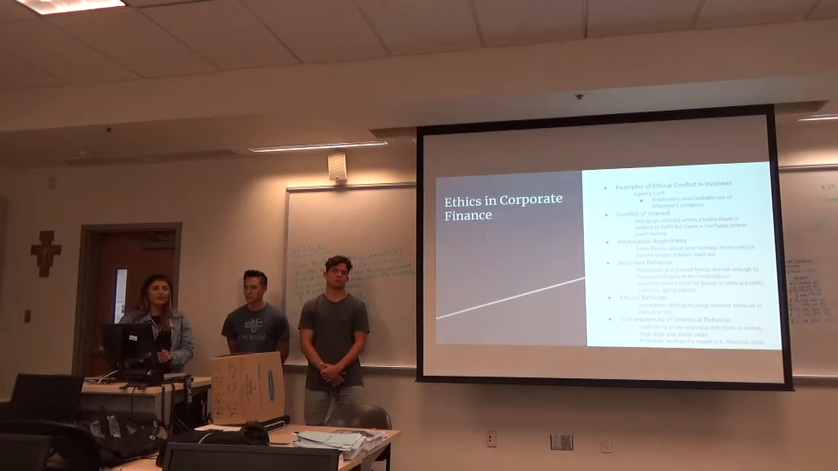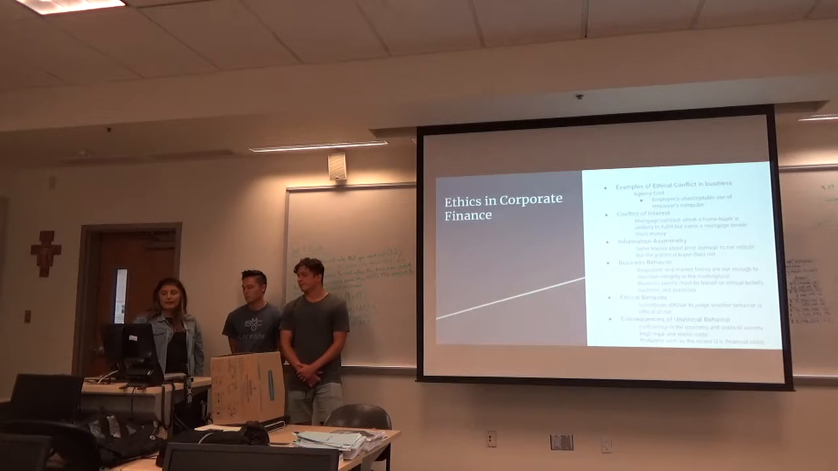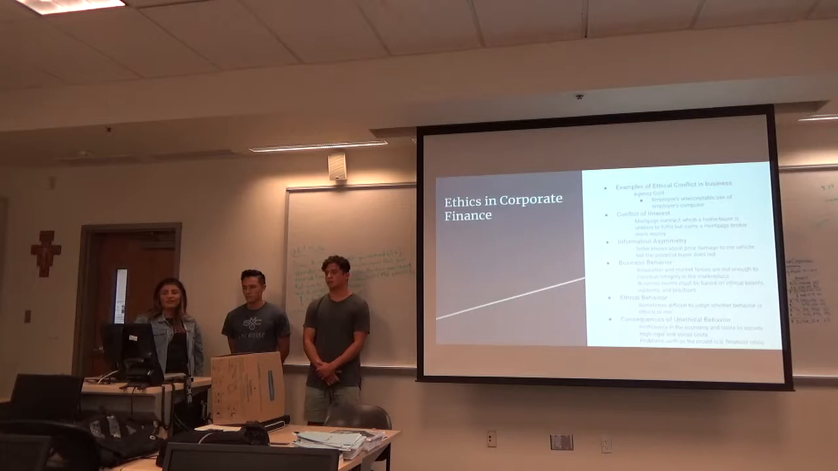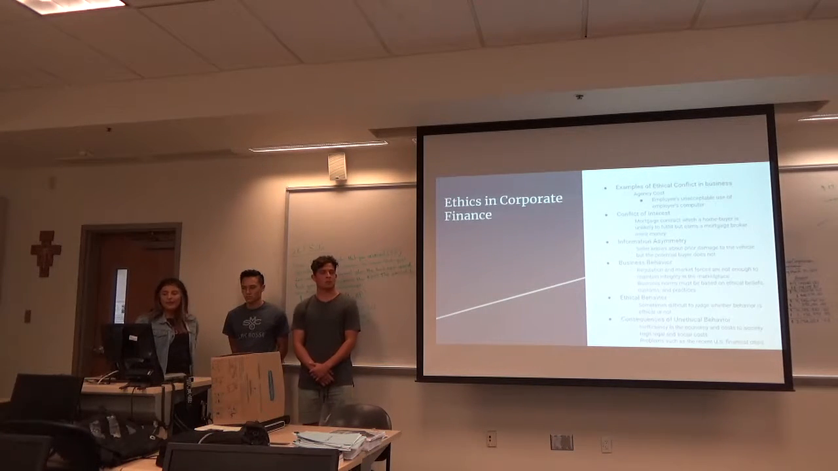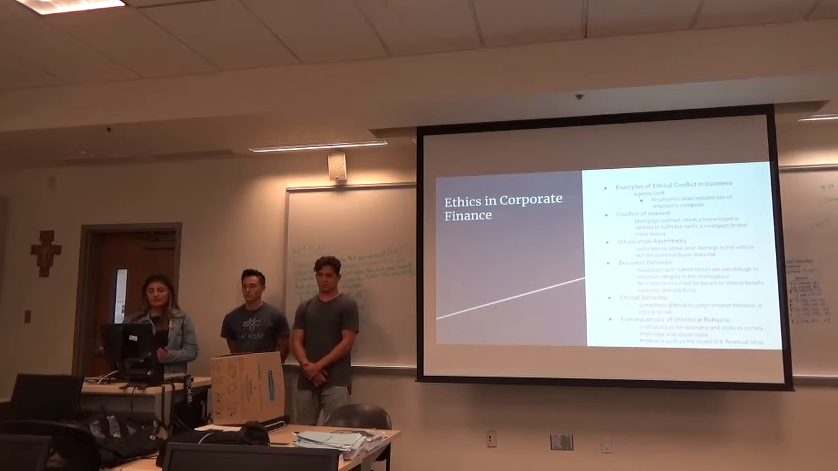Conflict of interest, so say you have a mortgage contract where a home buyer is unlikely to fulfill it, but it earns the mortgage broker more money. Information asymmetry, so the seller knows about prior damage to a vehicle, but they don't tell a new buyer about it. Business behavior, regulation, and market forces are not enough to maintain integrity in the marketplace. Business norms must be based on ethical beliefs, customs, and practices.